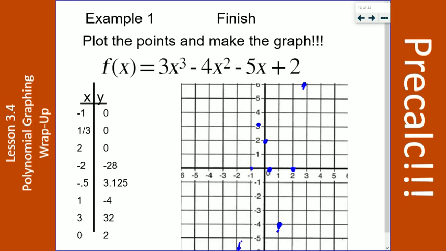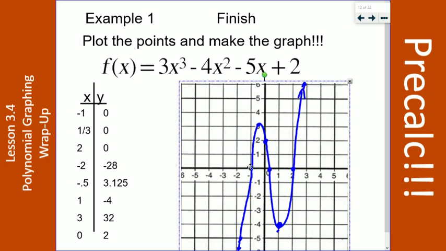So now, when we connect our dots, coming down, then back up, like that. And hopefully you actually hit the points that you're trying to hit. We'll say I did that the first time. That looks a little bit better. Okay, so we have those points, we have that graph.